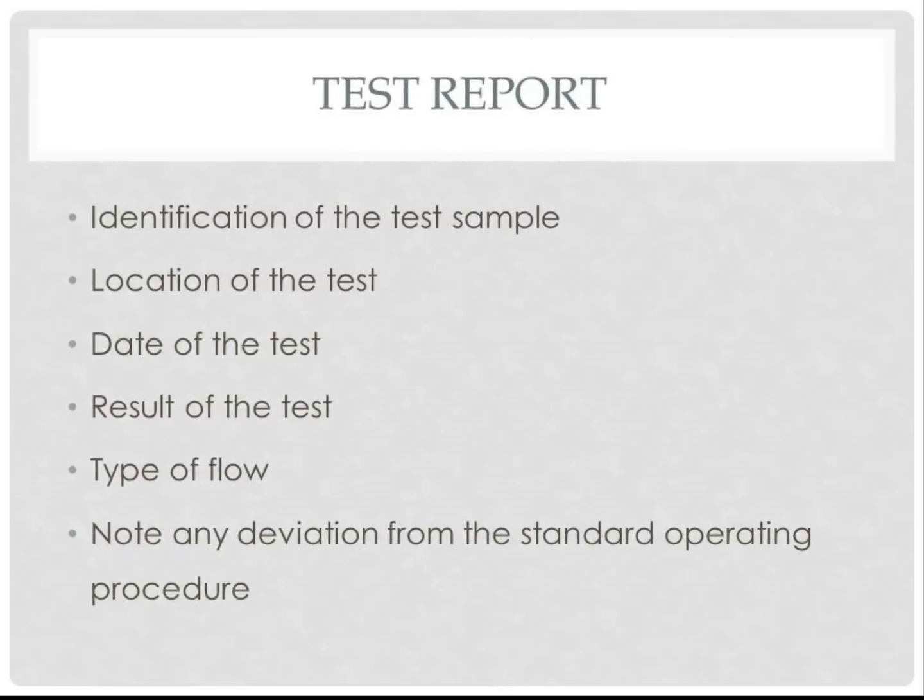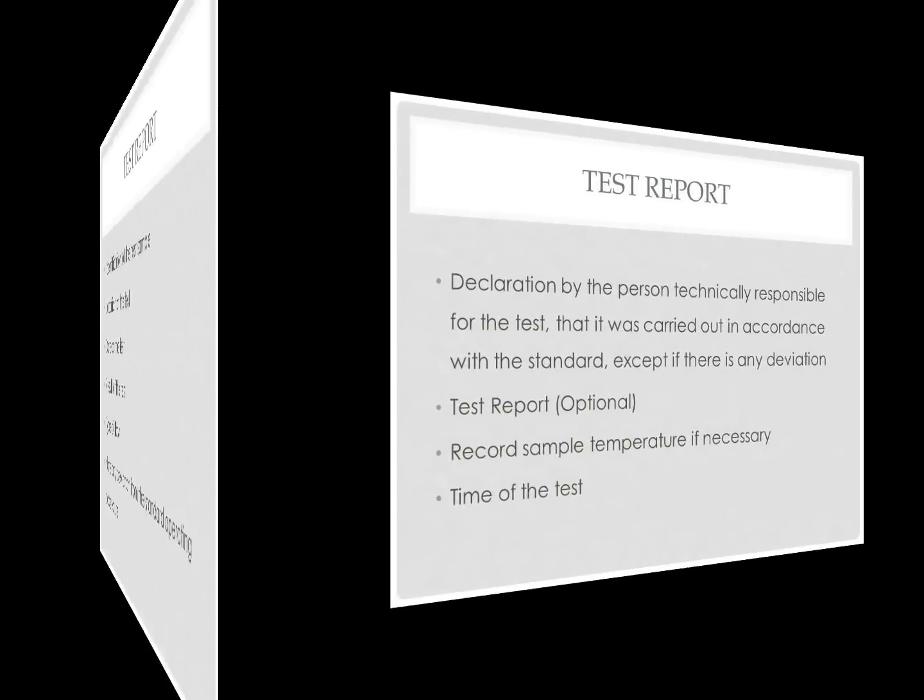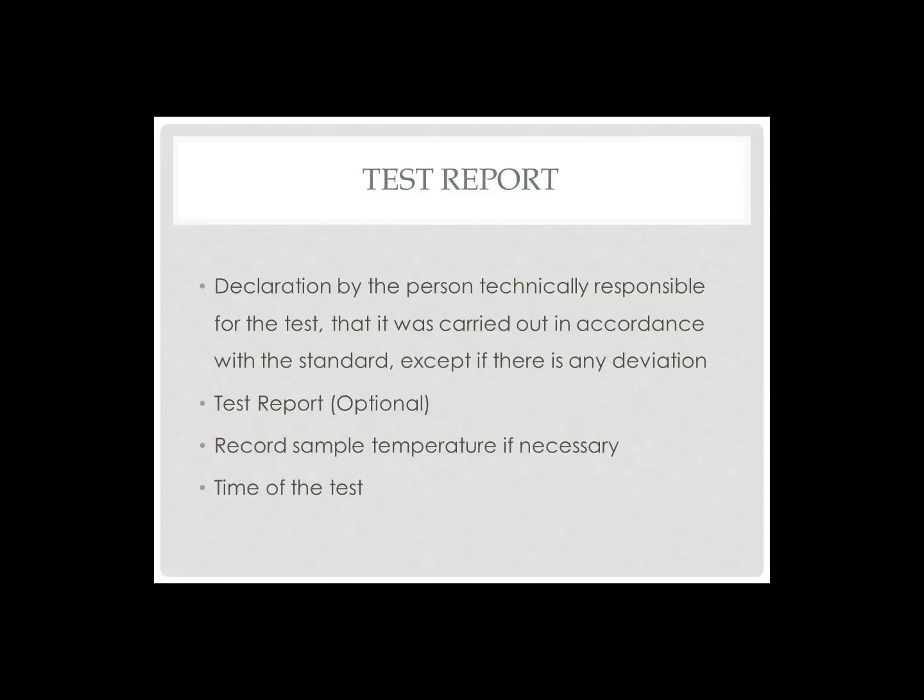Finally, the test report which must be documented must include identification of the test sample, location of the test, date of the test, type of flow, any deviation from the standard operating procedure, and a declaration by the person technically responsible for the test that it was carried out in accordance with the standard, except if there is any deviation. Documentation which is optional to the test report includes sample temperature and the time of the test.